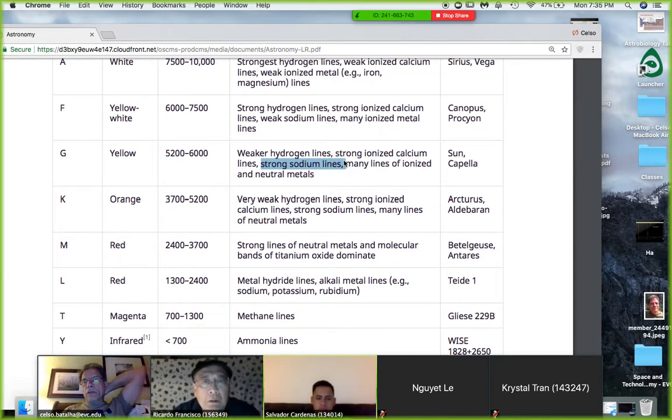And our Astro 10L students are now taking spectra of the Sun and identifying these ionized calcium or sodium lines and the hydrogen line. They can see them in the solar spectrum quite well, no problem in there.